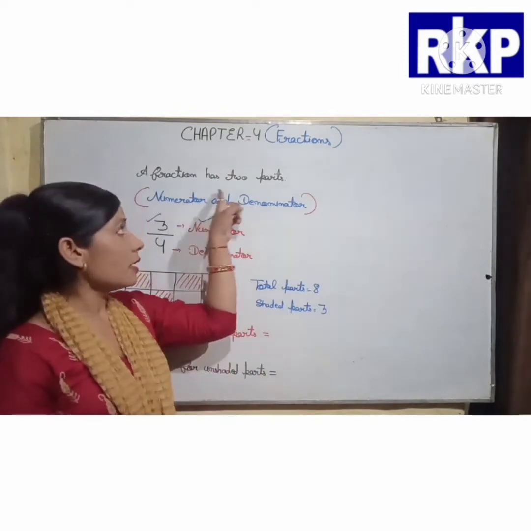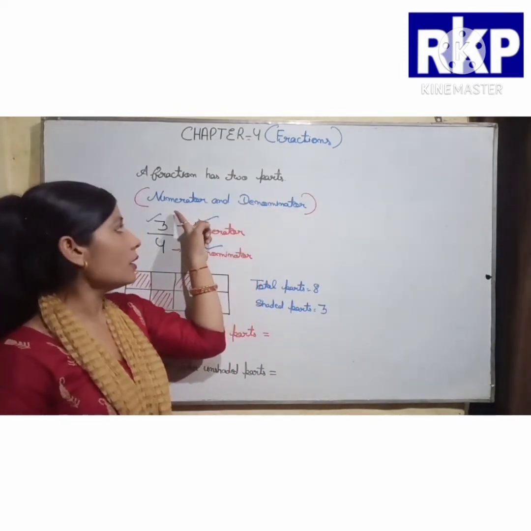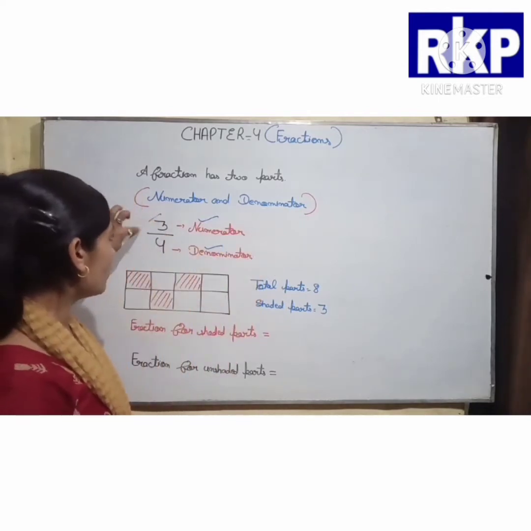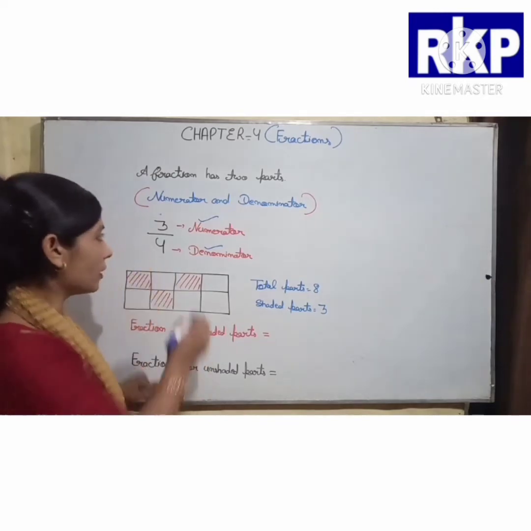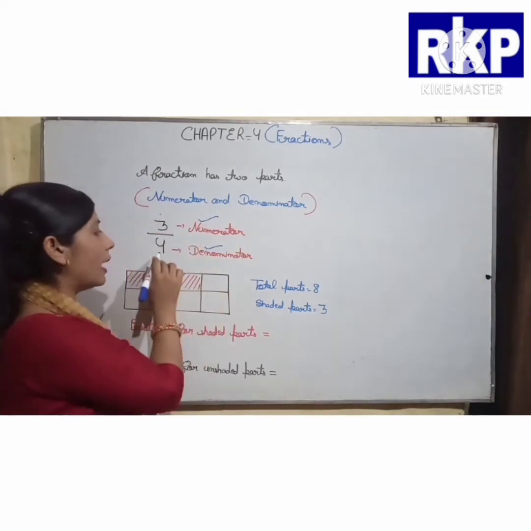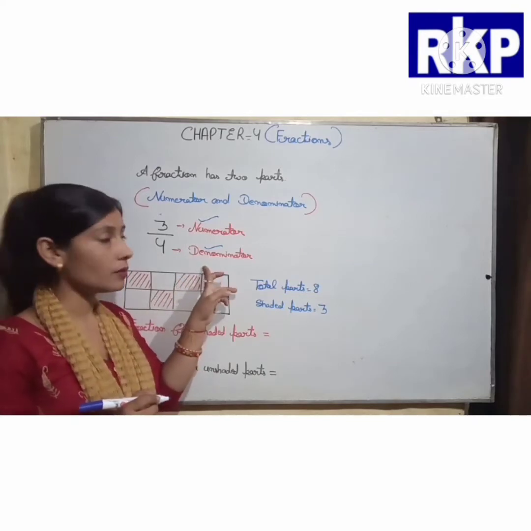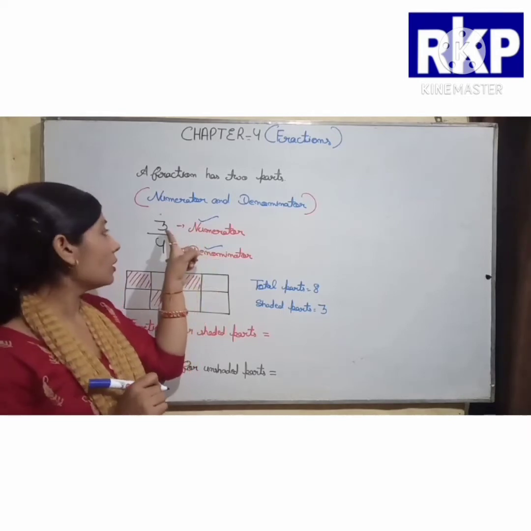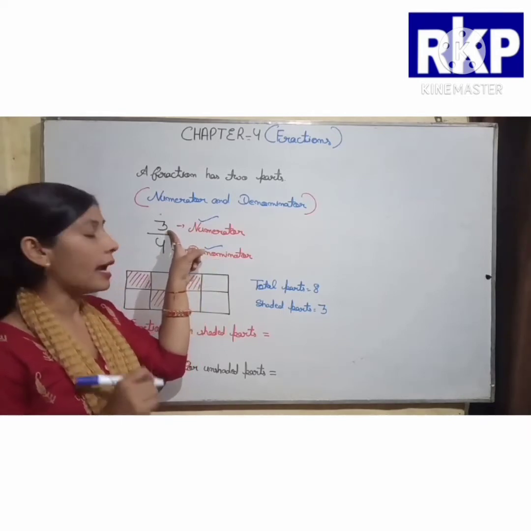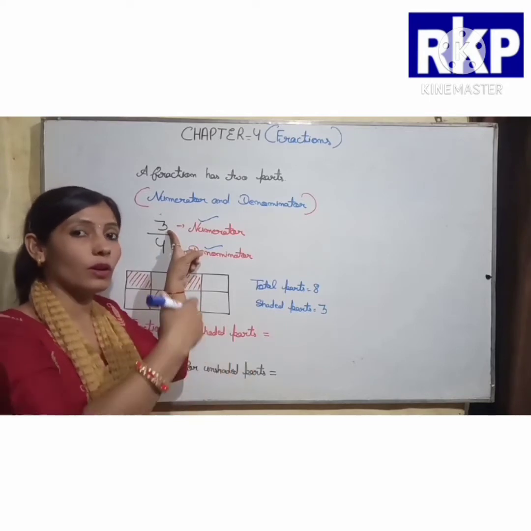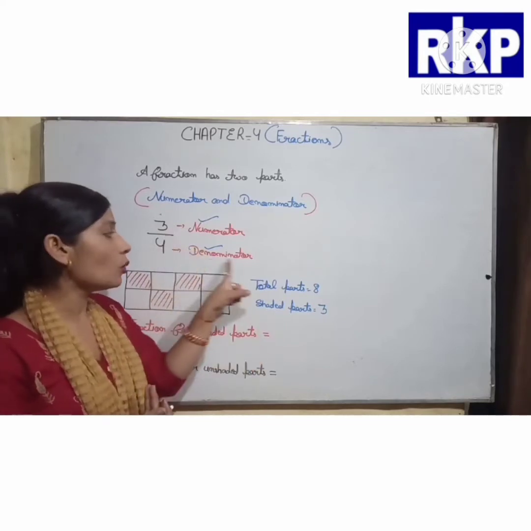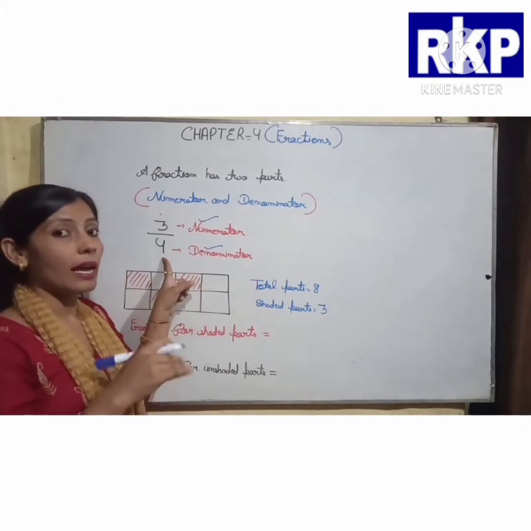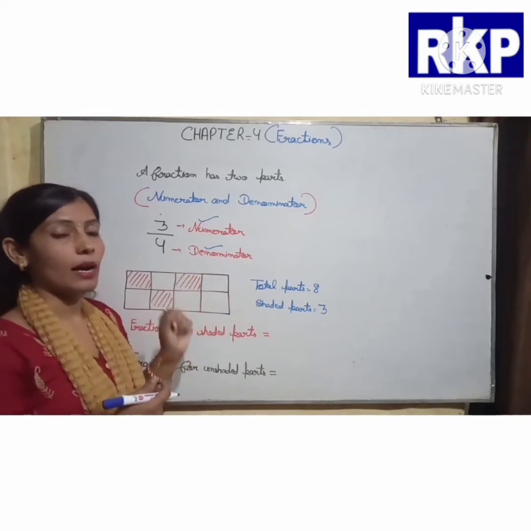Friends, a fraction has two parts and these are numerator and denominator. Here you can see, here we have a fraction 3 by 4. So here beta, 3 is numerator and 4 is denominator. What is the meaning of numerator? Numerator is the top part of a fraction, okay? And it shows how many parts of a whole we have. And denominator is the bottom part of a fraction, and it shows total number of parts of a whole.